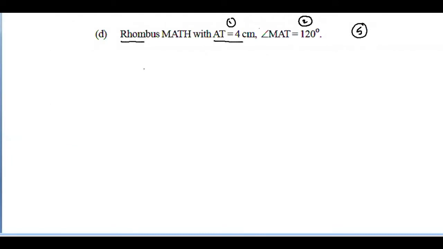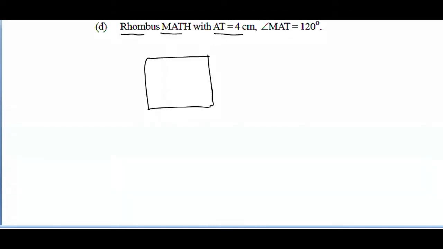So now you should draw the rough sketch. Label AT as the base. So you should give AT here as 4 centimeters. Angle A we have 120 degrees, and you should write MATH like this, starting here with M. Why? Because AT you should take as a base. Now what about the opposite side? All sides are equal in a rhombus, so you should take 4 centimeters, again 4 centimeters, and again MA also 4 centimeters. So it's a rough sketch of the given diagram.